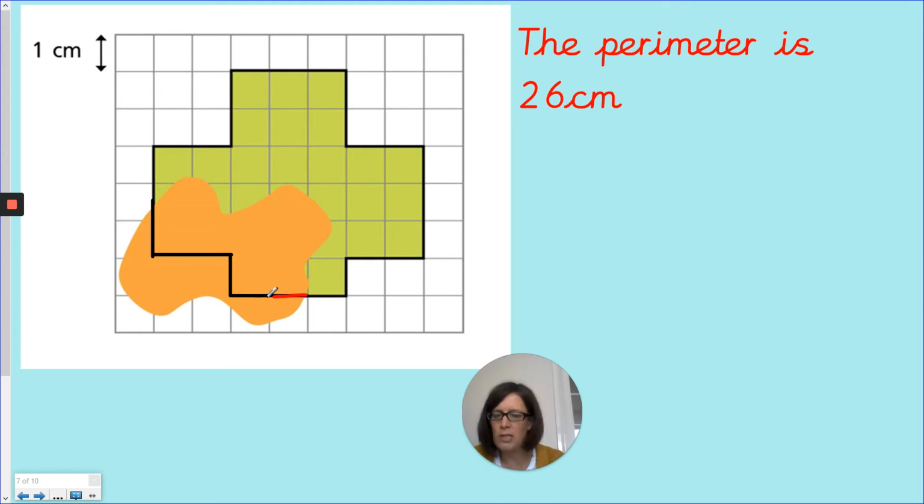We knew that had to be there, and we knew that that part had to be there, but we don't know. It might have gone in this way. It could have gone in like this. Could have gone down like that. Could have been slightly different. It could actually have gone all the way across here, made itself there. So you might have got a different perimeter, but the one that I did was 26.